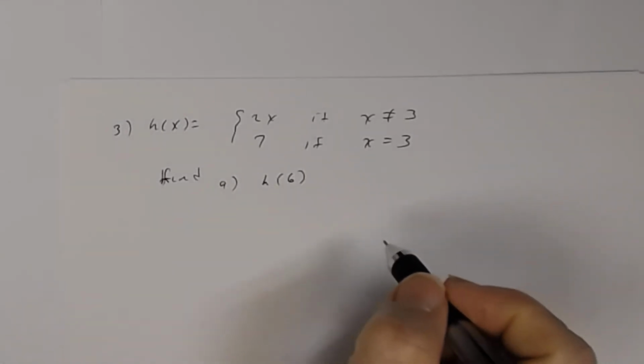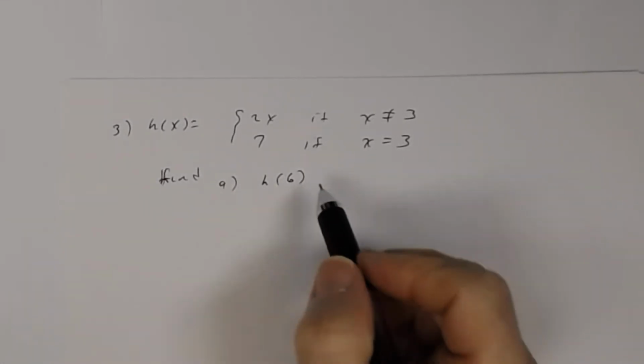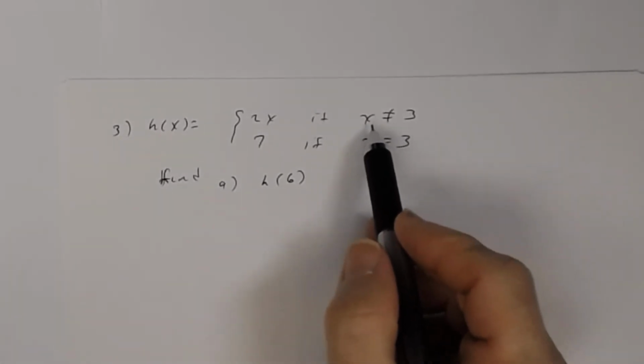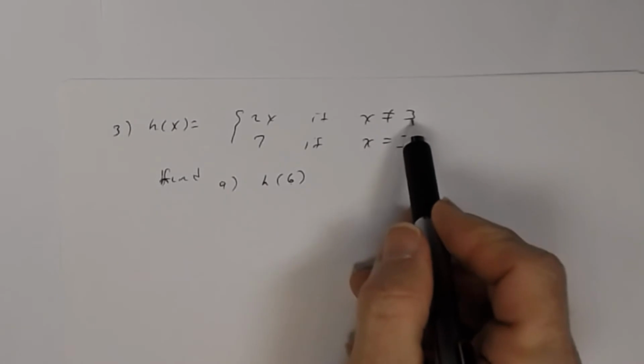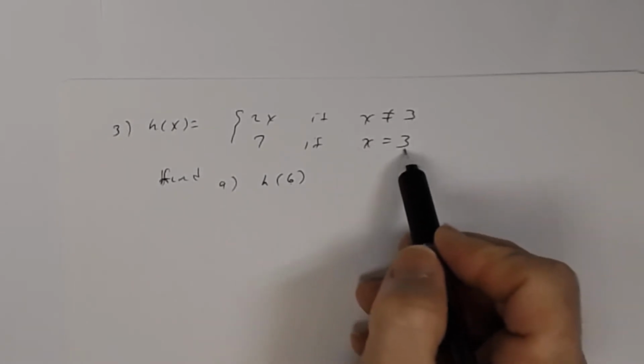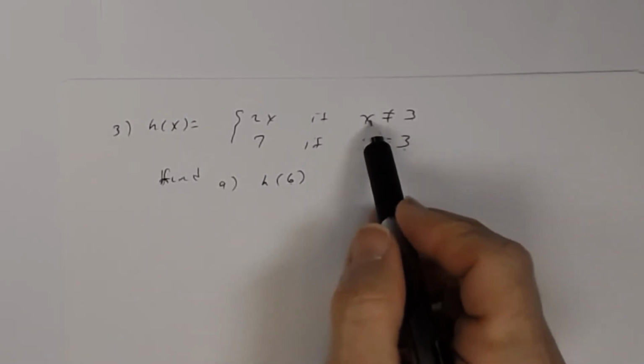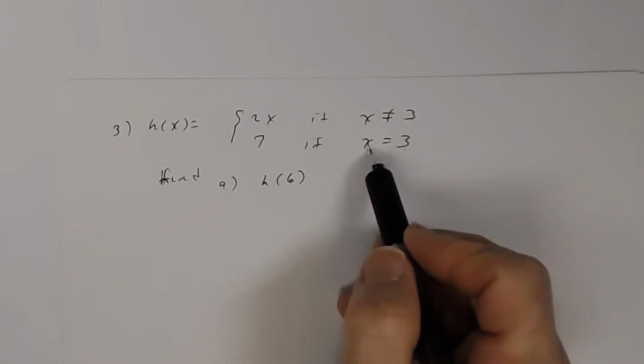Okay, now listen carefully. h of 6. So here's how you're going to read this. So x is 6, right? So the question is: 6 not equal to 3, or 6 equal to 3? So which one's the true statement? 6 is not equal to 3 or 6 equals 3?